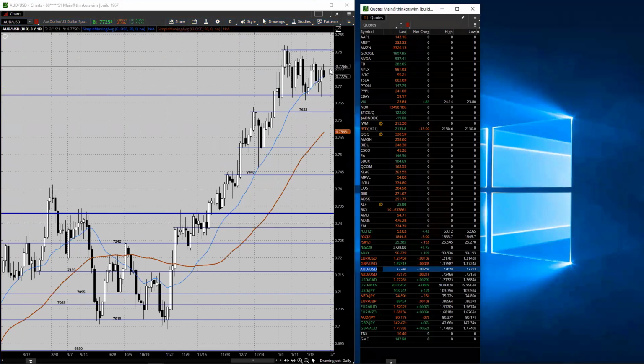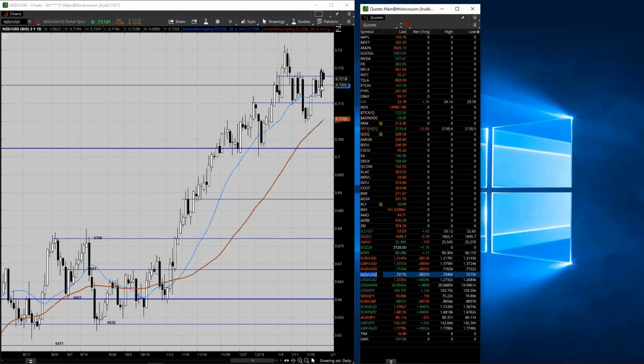Take a look at the Aussie. Relatively quiet, not doing a whole lot, but the Kiwi has seen a pretty good move from yesterday. Actually, it had a good move to close above the 72.26-ish area, although there's not much follow through today, but everything's relatively quiet with FOMC.